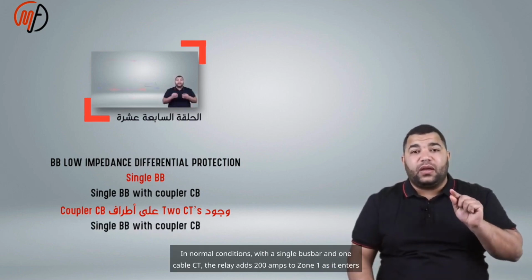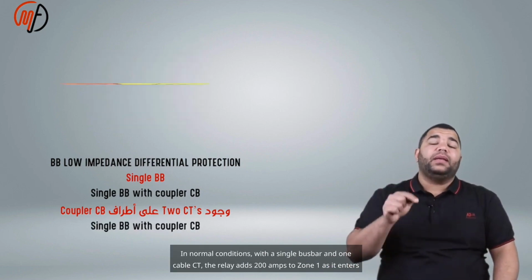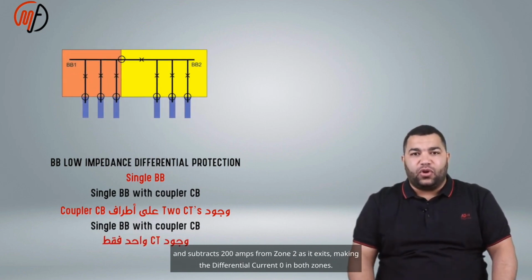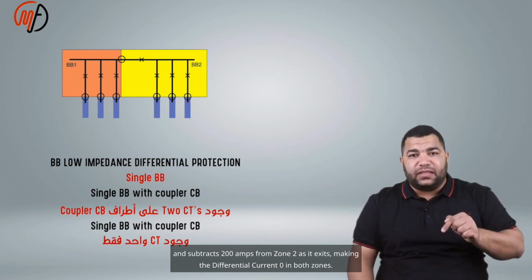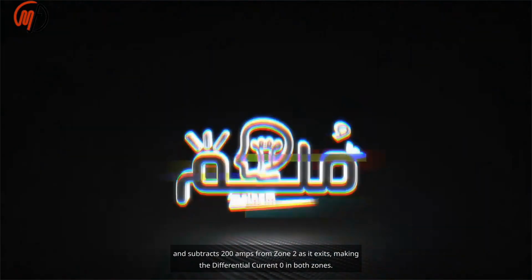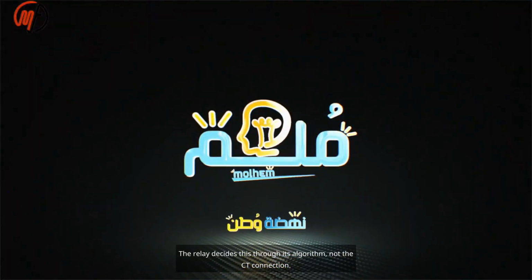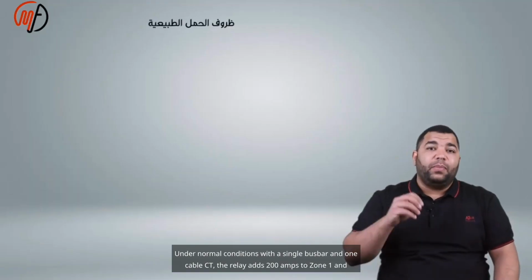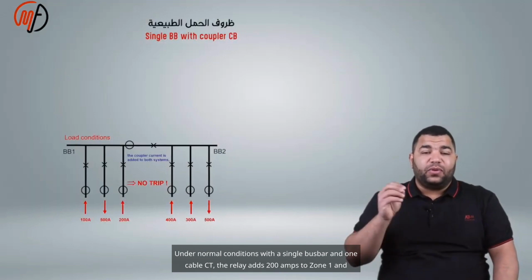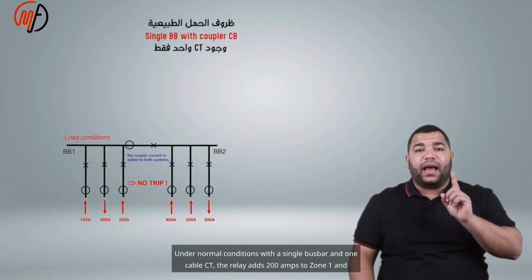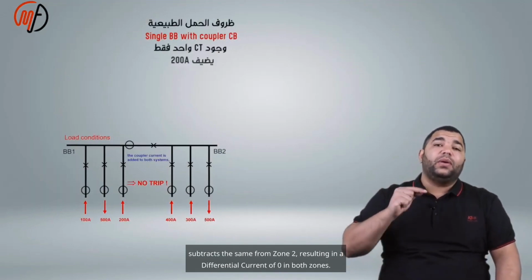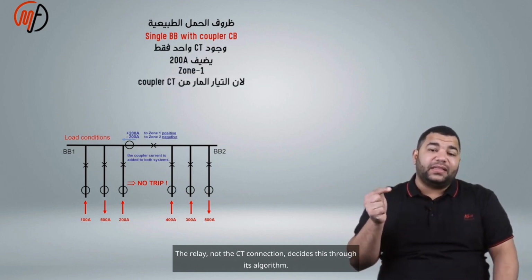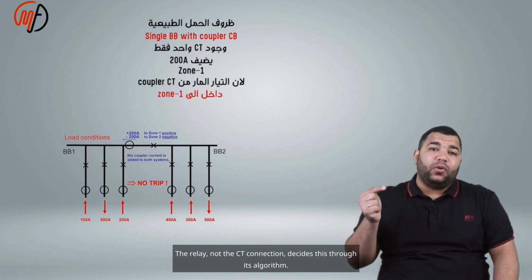In normal conditions, with a single bus bar and 1 cable CT, the relay adds 200 amps to zone 1 as it enters and subtracts 200 amps from zone 2 as it exits, making the differential current 0 in both zones. The relay decides this through its algorithm, not the CT connection.